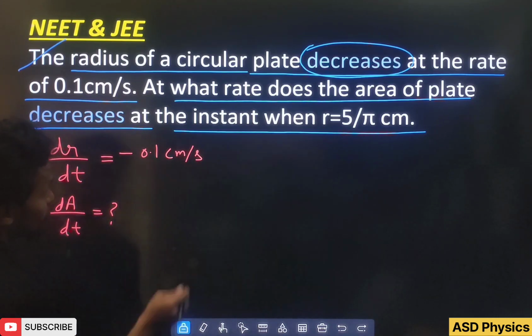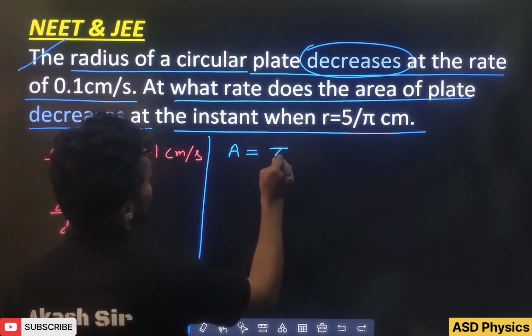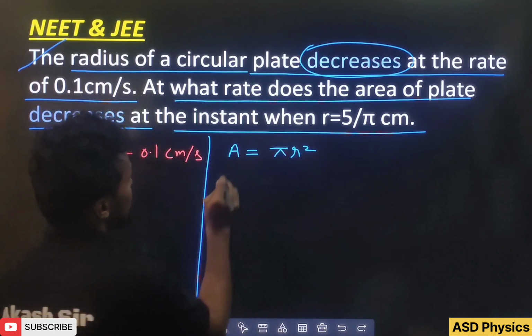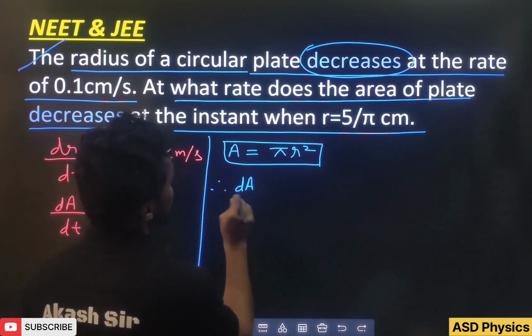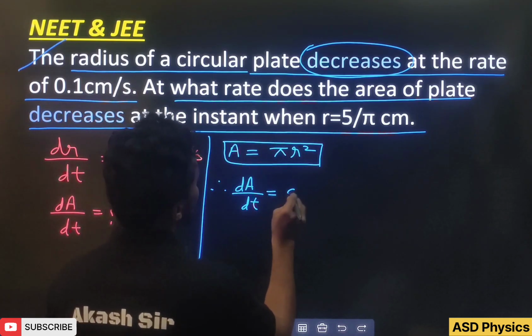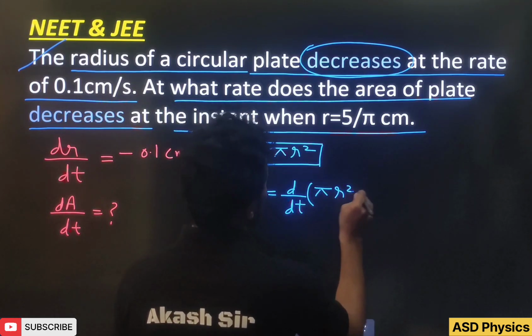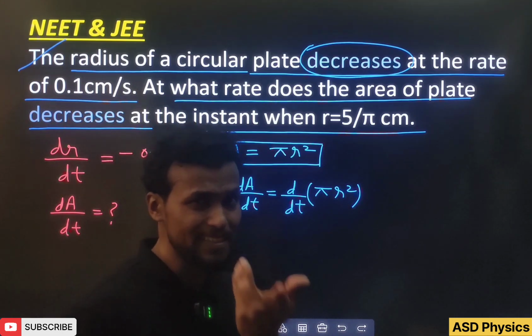Okay. So after that, the area of the plate at any time is A equal to pi r square. So this is the formula. If I write the area, dA by dt will be d by dt of pi r square. But you know one thing, here r is there, but here t is there. It is not matching.